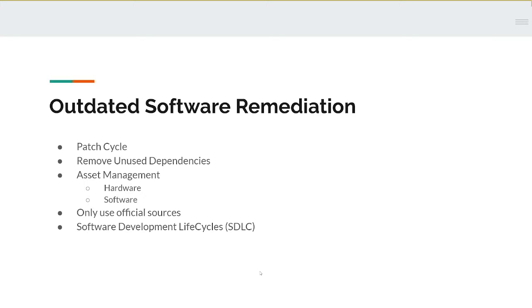Only use official sources. I know this should go without saying, but only use official sources. Anybody can tamper with things or upload their own version of software on their own server. It's not rocket science. It's just use official sources. And software development life cycles. This is a big thing nowadays. Again, it stops, or helps stop, outdated software.